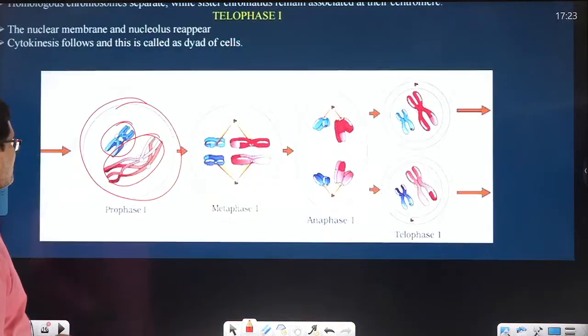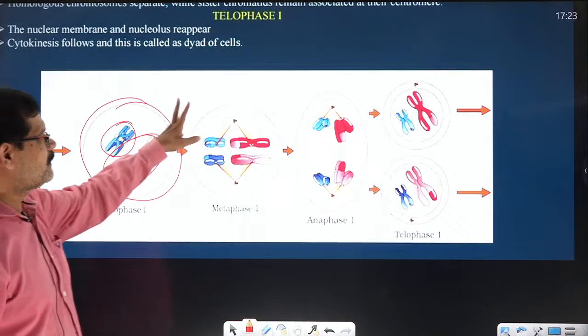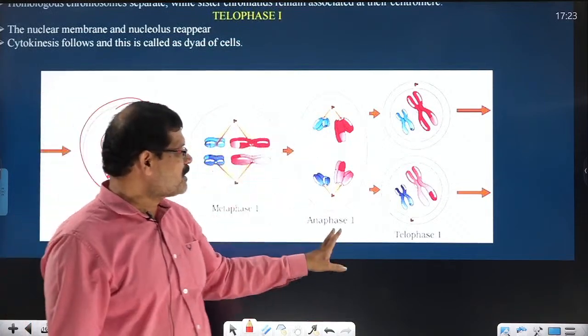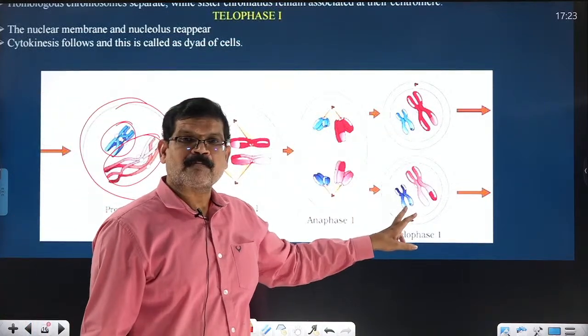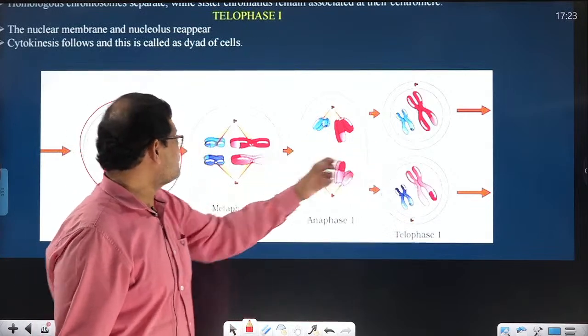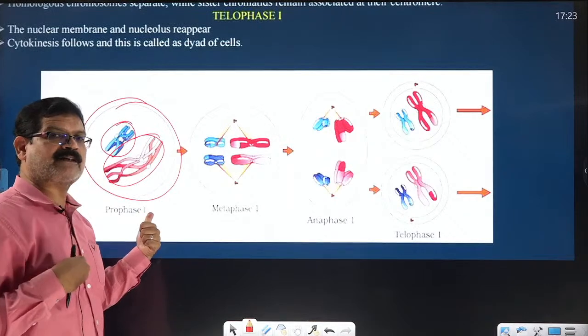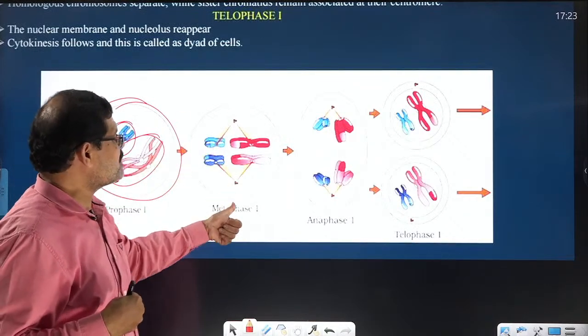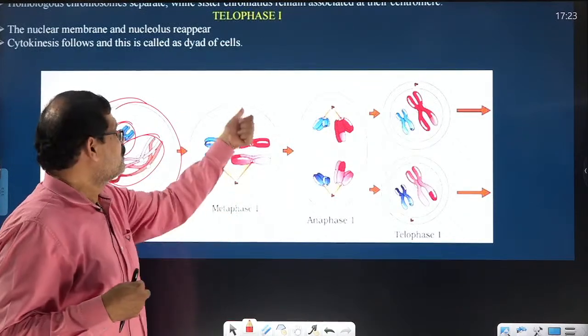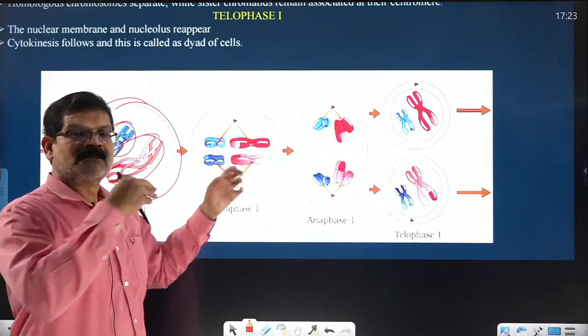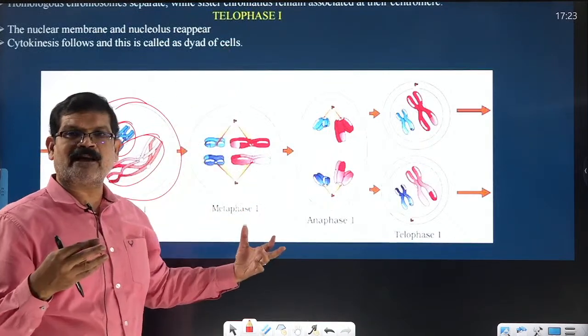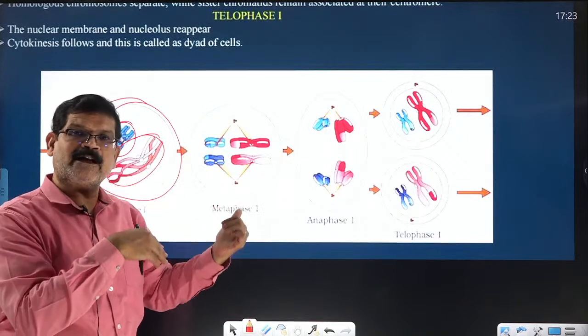What is this metaphase 1? See here: prophase, metaphase, anaphase 1, telophase 1. These are the next stages. Up to here, prophase 1, where we have seen the 5 substages. After this, the next stage is metaphase. In metaphase, what happens? The nuclear membrane disappears. That's why the chromosomes are moved randomly. Same kind of thing we have studied previously.